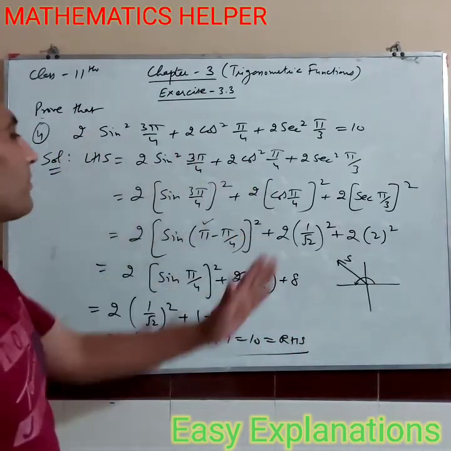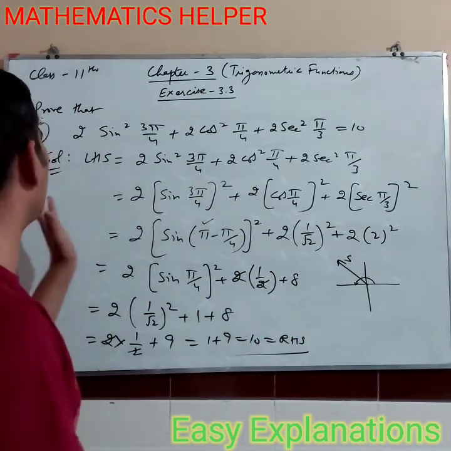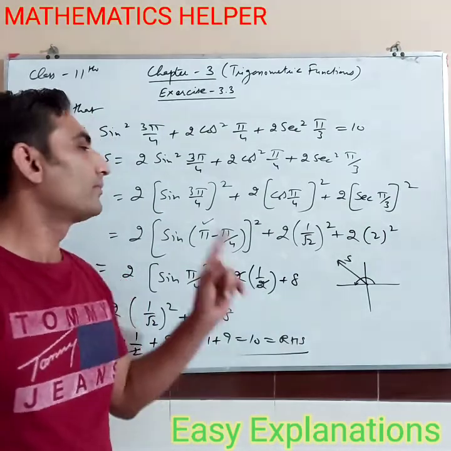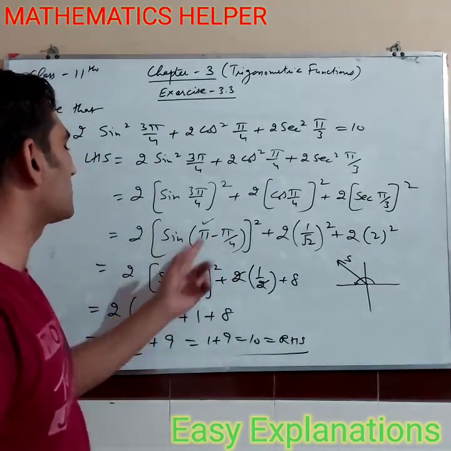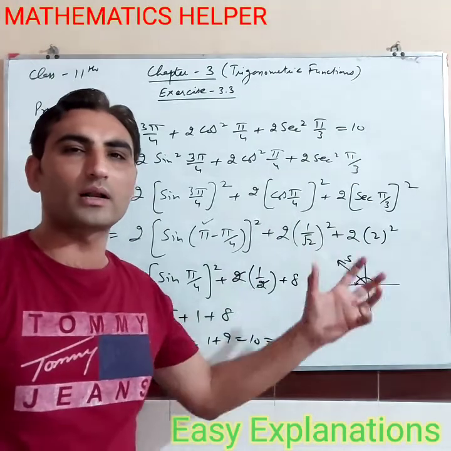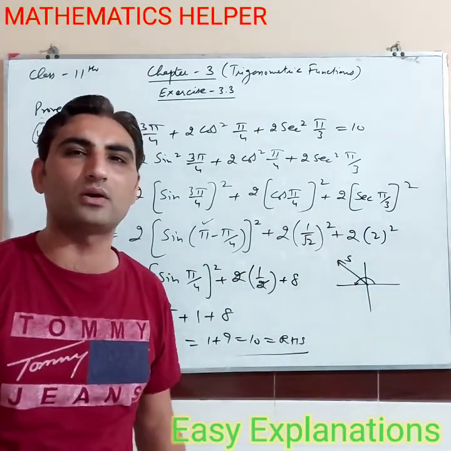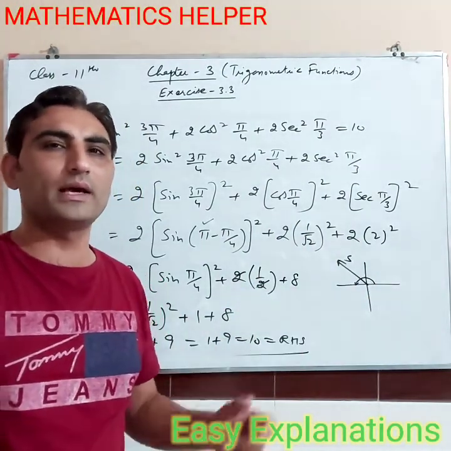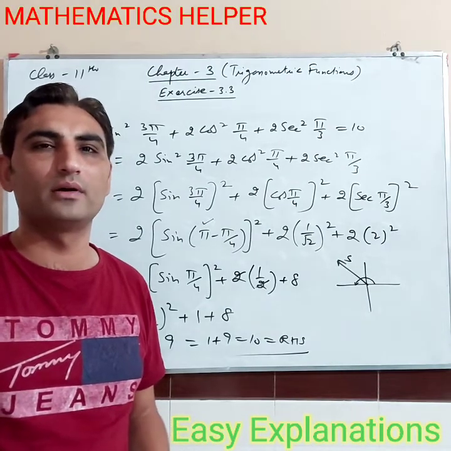Students, all the 4 parts, 4 questions from 1 to 4, they all are very easy, but they need only calculations. In this way you should have knowledge of quadrants, then you can easily handle all these 1 to 4 questions. See next what is given in question number 5.